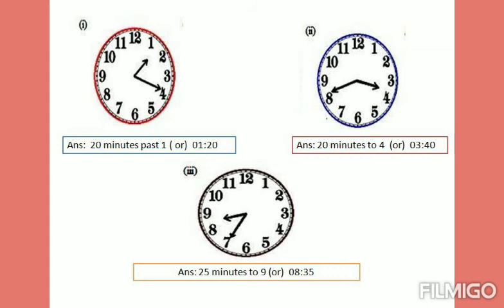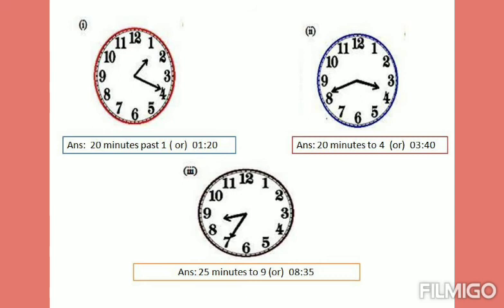Okay, next in the third clock we have seen the hour hand between 8 and 9 and the minute hand at exactly 7. Here to 9 o'clock we have 25 minutes more, so we can read the time as 25 minutes to 9. And when we are writing in the numeral form, you just consider 8:35. After 8 o'clock it has covered 35 minutes, so we can write in the numeral form as 8:35. And you can read 35 minutes.